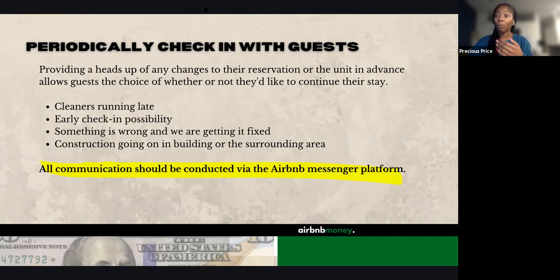And now that I am at a point where I've jumped through so many hoops with Airbnb, I've made so many claims, I've gotten knocked off, suspended, gotten back on.